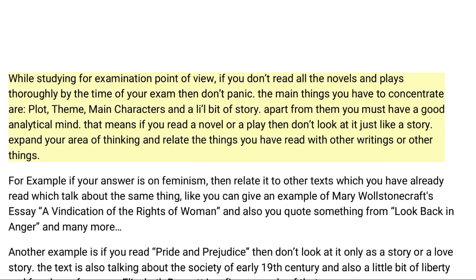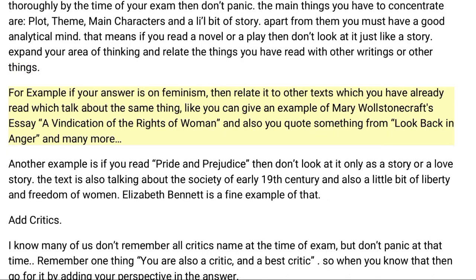That means if you read a novel or a play, then don't look at it just like a story. Expand your area of thinking and relate the things you have read with other writings or other things. For example, if your answer is on feminism, then relate it to other texts which you have already read which talk about the same thing, like you can give an example of Mary Wollstonecraft's essay, A Vindication of the Rights of Woman, and also quote something from Look Back in Anger, and many more.